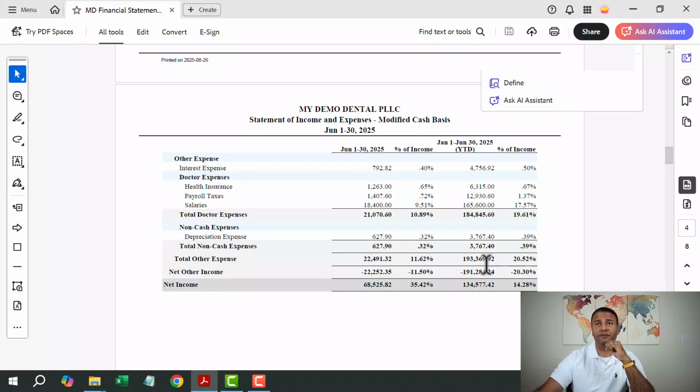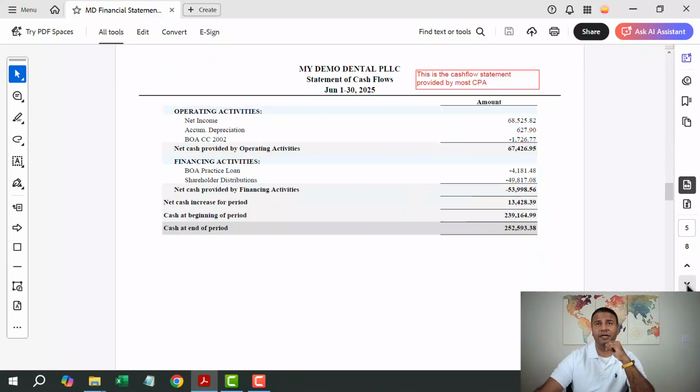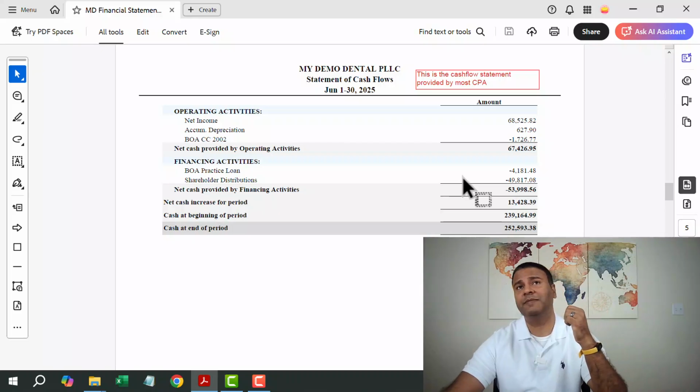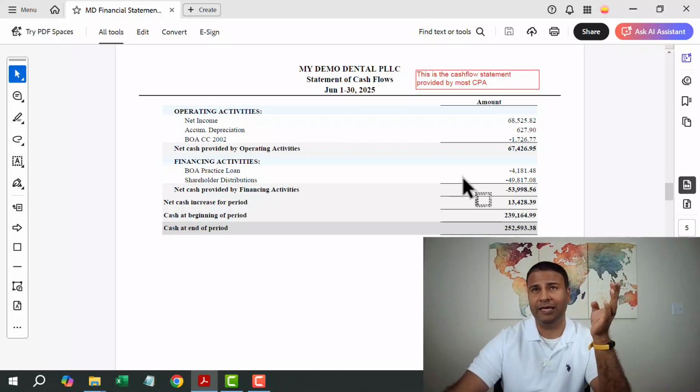Let's move further from the profit and loss statement. There's the statement of cash flow. This is the cash flow statement that most dentists get. It's really hard to understand. It's really hard to explain for us. So we built our own.